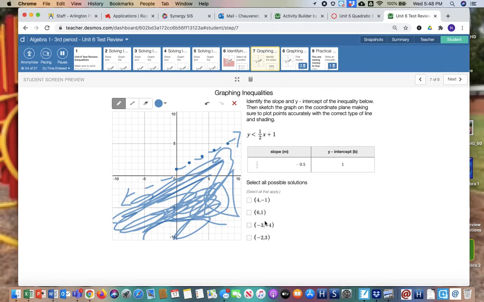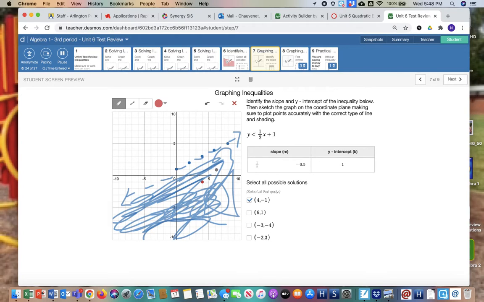So everywhere I'm shading right now, those would all be solutions. So now when it says, are these solutions? Well, let's just check them. (4, -1). Right 4, down 1. Let me use a different color. Right 4, down 1. That's in the shaded region. That is clearly a solution. (6, 1).